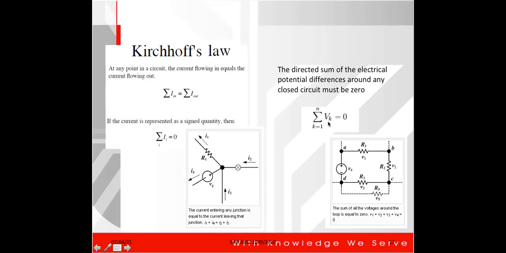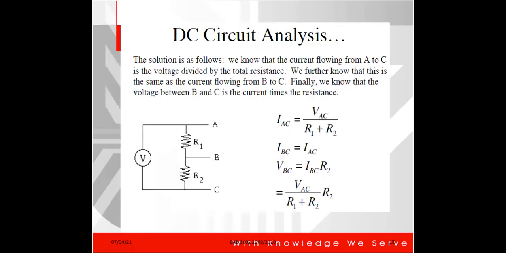What does Kirchhoff's law say about voltage? The directed sum of the electrical potential differences around any closed circuit must be zero. That means in one closed circuit like this, the total voltage across the circuit should be zero, meaning V1 plus V2 plus V3 plus V4 should be zero. So that is what Kirchhoff's law says about current and voltage in a circuit.